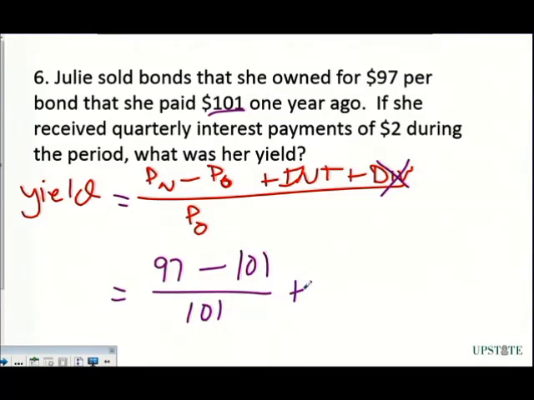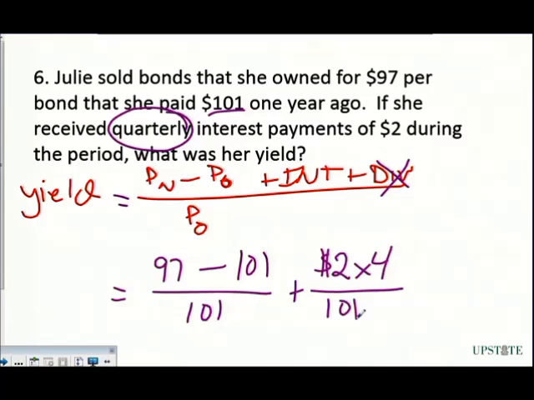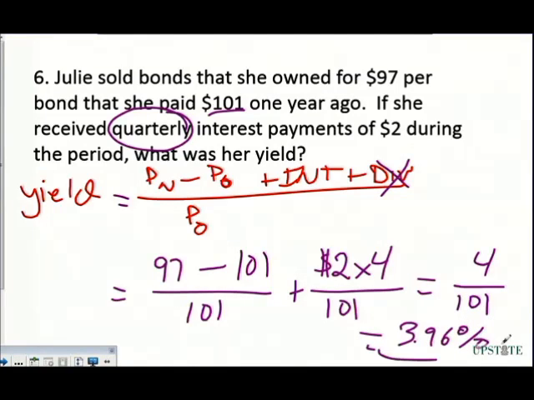Plus, we also have to add on our interest payments. So we have these $2 payments, but the important part here is we notice that it's quarterly, so we have to multiply those $2 payments times our 4 periods, and that is divided by the 101. Basically this works out to being 4 divided by 101, which gives us a yield of 3.96%.